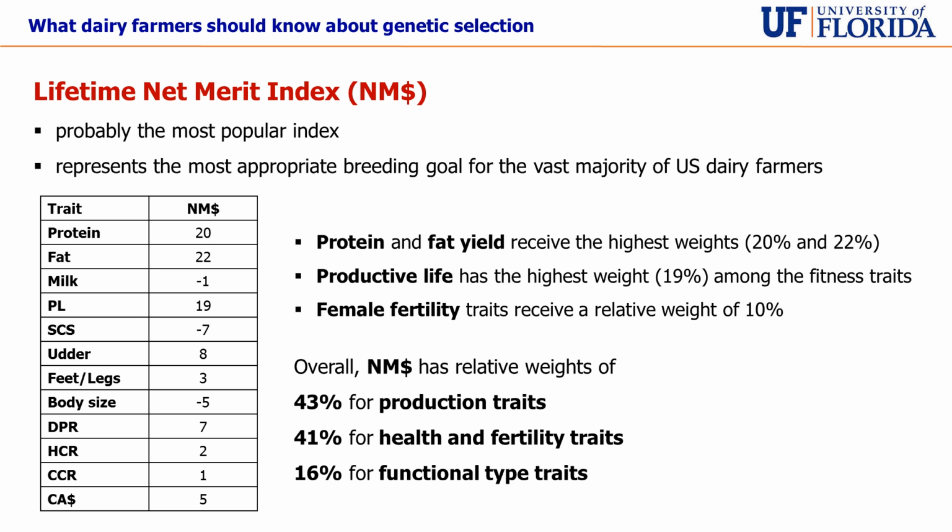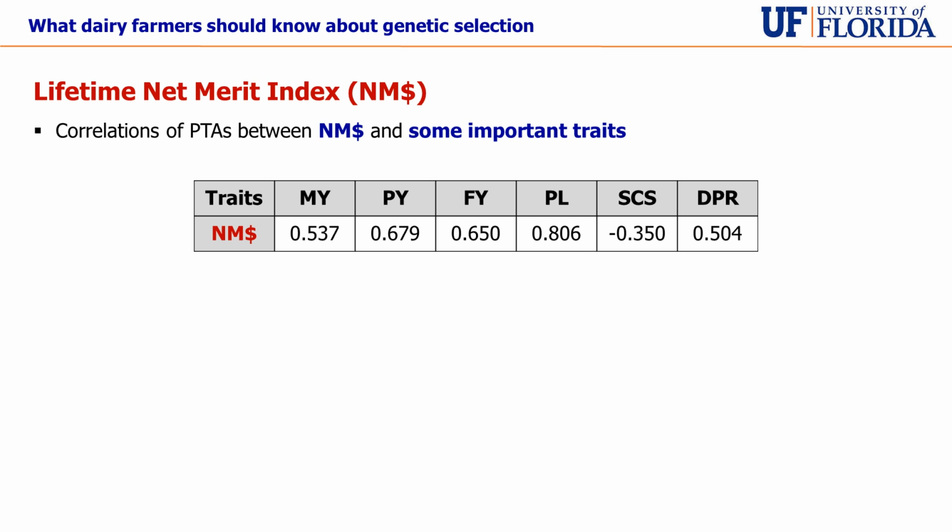And overall, this index has relative weight of 43% for production traits, 41% for health and fertility traits, and 16% for functional type traits that are related with other health, longevity, and body size.